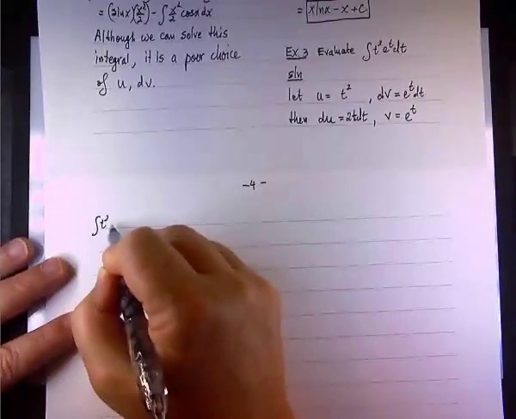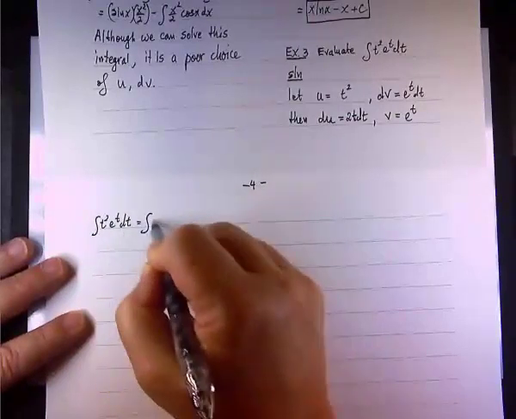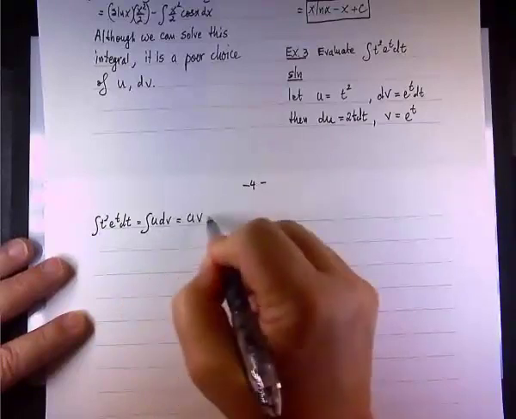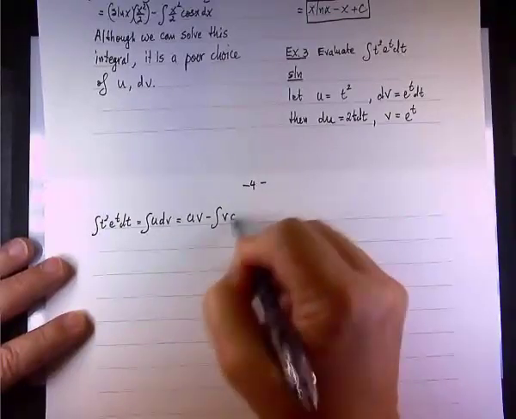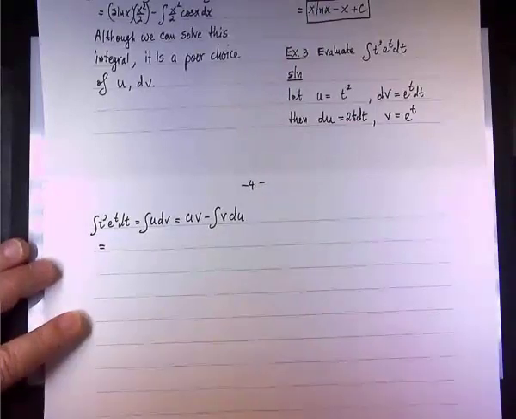Okay, so based on that, now we're going to say that the integral of t squared e to the t dt is now the integral of u dv, and of course the result will be uv minus the integral of v du.